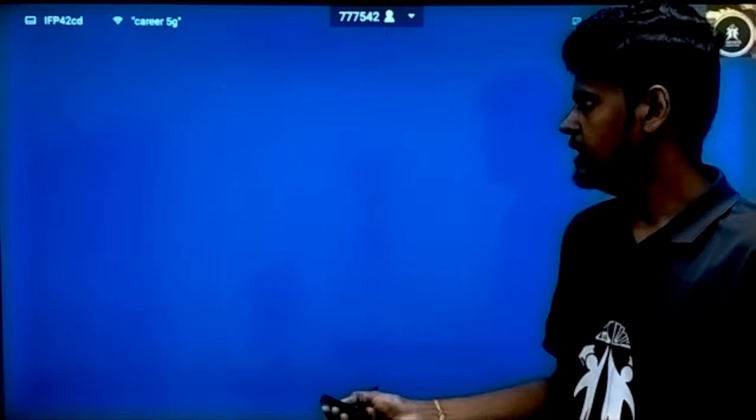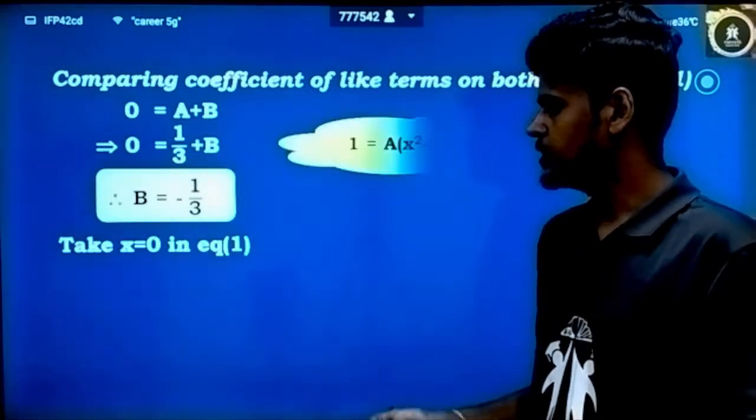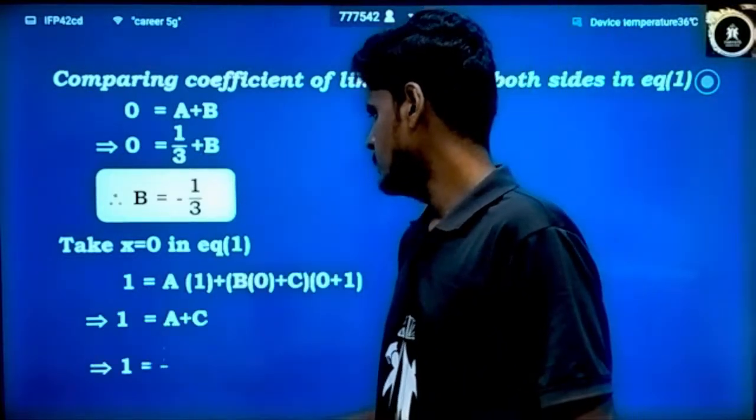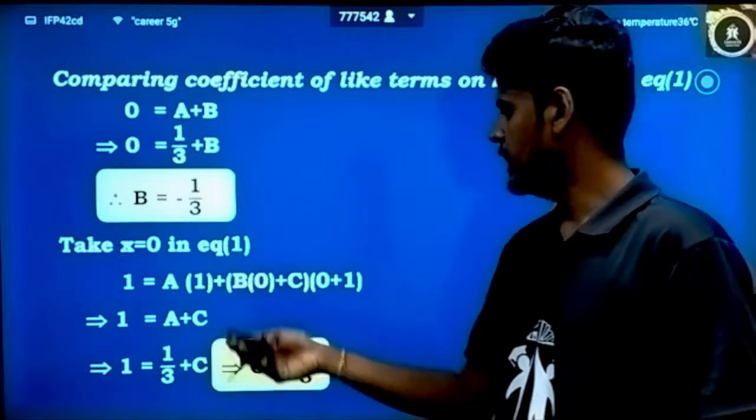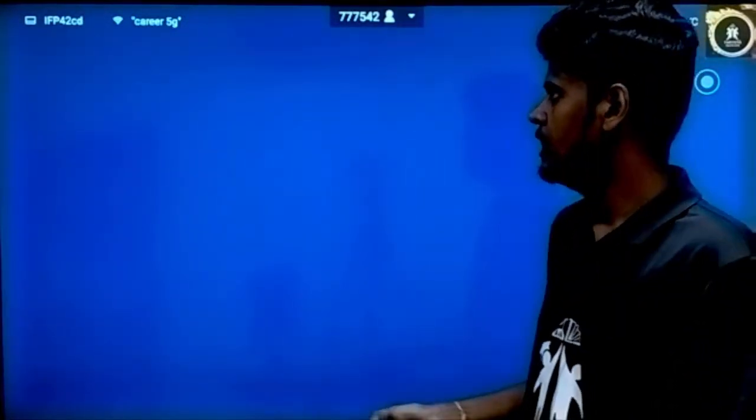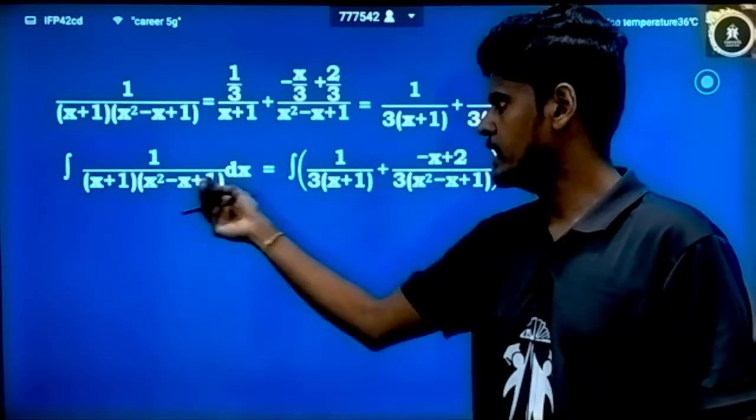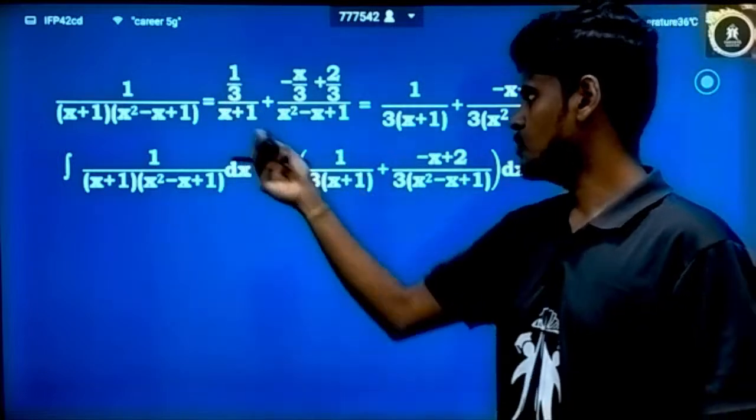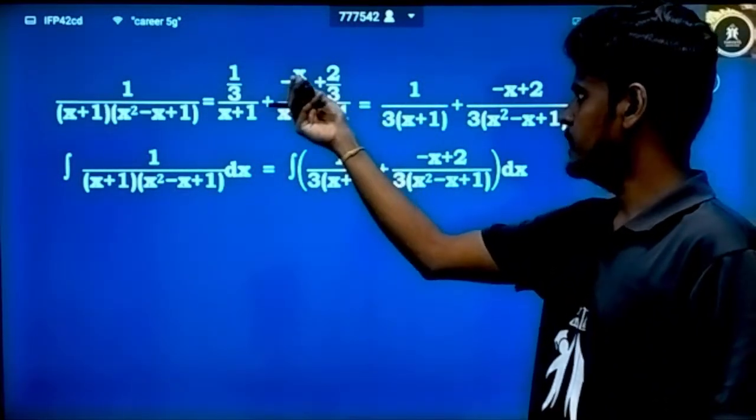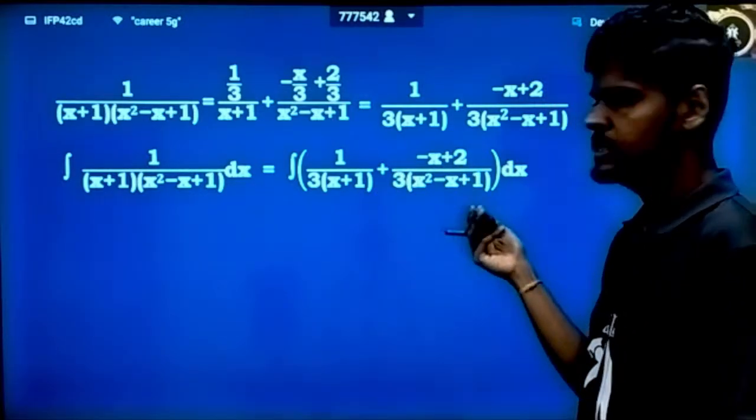So a is 1 by 3. Again another substitution. We can substitute any value for x and find all the values. Then we will get 3 equations, 3 unknowns, and solve. So finally we get the a, b and c values and the partial fraction. Again we substitute in the partial fraction. We will get the integral of a, which is 1 by 3 into (x plus 1), plus b, which is minus 1 by 3. This term is as it is.